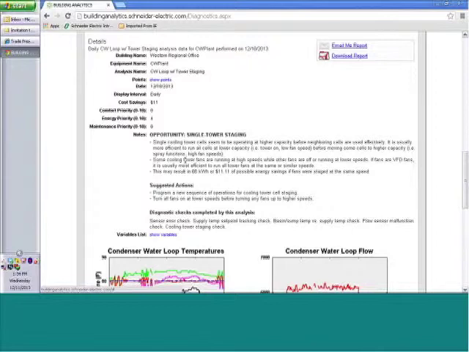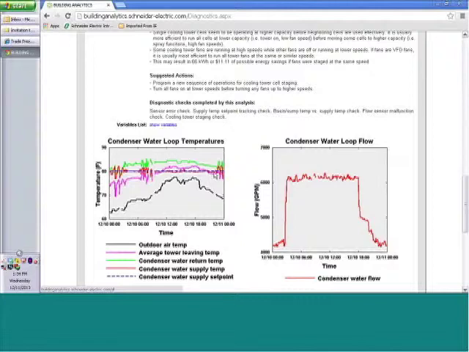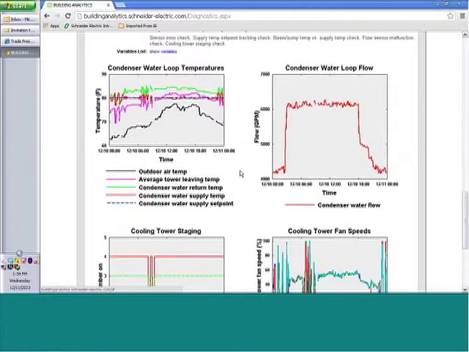Some cooling tower fans are running at high speeds, while other fans are off or running at lower speeds. And this is adding up to 66 kWh and $11 of savings over that 1 day, which extrapolated out could add up. Suggested action would be to program a new sequence of operations for cooling tower cell staging and have that sequence turn fans on at lower speeds before ramping any fans up to very high speeds.